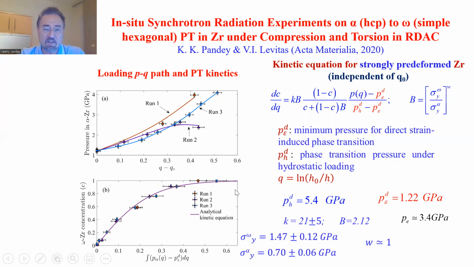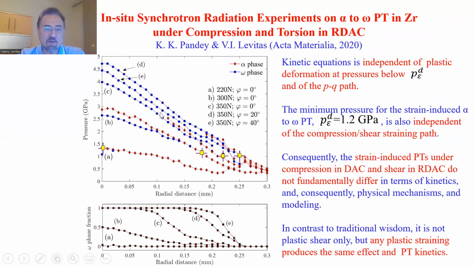Also, we calibrated material parameters. And you see that our kinetic equation is independent of pressure plastic strain path. And also we varied the initial thickness of the sample and the rolling process. And kinetics is also independent of this process of plastic straining before phase transition. Here are pressure distributions. And these boxes show the minimum pressure for initiation of phase transition, 1.2 GPa. And you see that it's independent of radius.